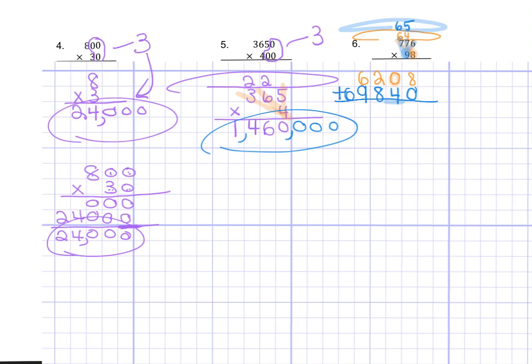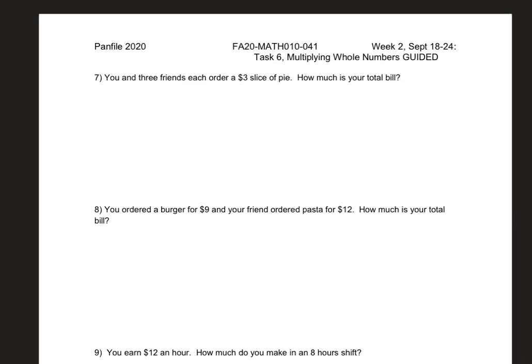We are adding 8, 4, 10, 10 and 6 is 16, 7, 76,048. On to the last page.